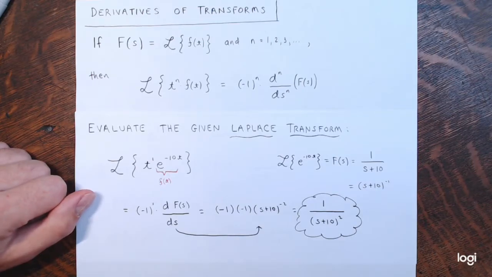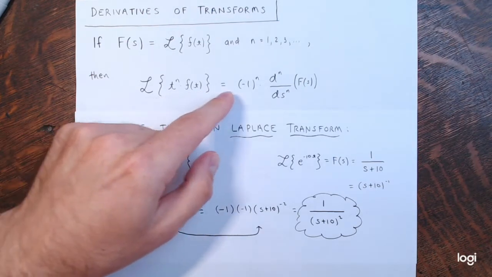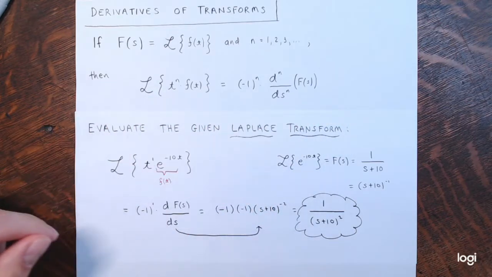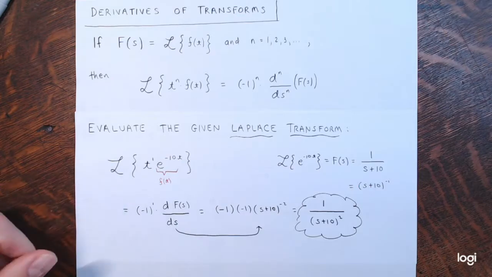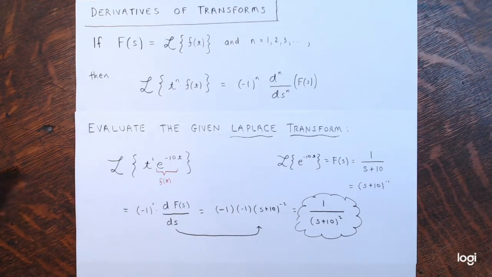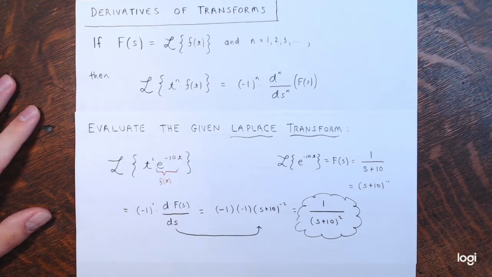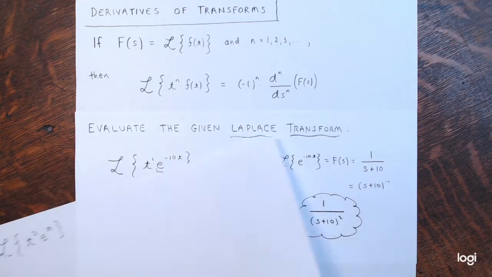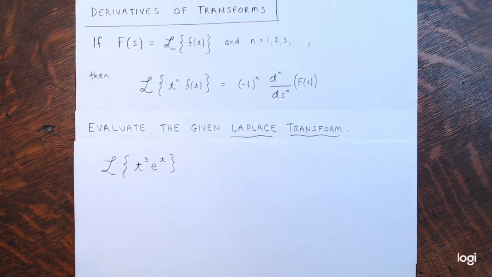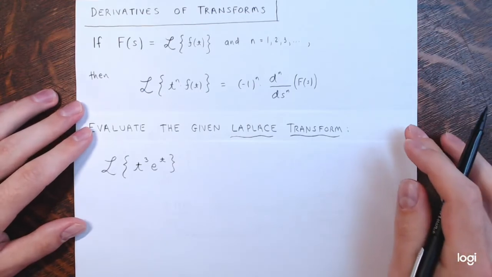Wonderful. And again, it's a lot quicker if you have this rule down. I mean, you could also do it using the definition of the Laplace transform, evaluating that improper integral from 0 to infinity, but this is obviously much faster. All right, another one here. Same instruction: evaluate the given Laplace transform.